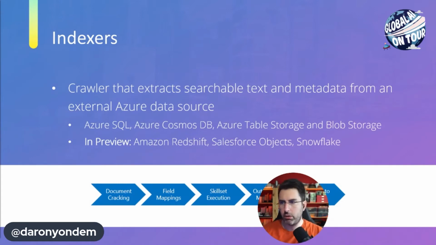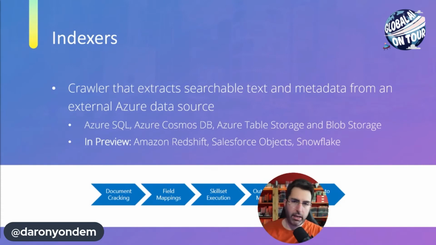In this case, they get the metadata and the searchable stuff from Azure data sources, which is what is officially supported today. But there are things in preview, which you might see in the slide right now. On the second bullet list, you see Redshift, Salesforce Objects, Snowflake. There are indexers for those as well. They're just in preview. I don't have a timeline to share, but they're at least in preview. So one day there will be GA.